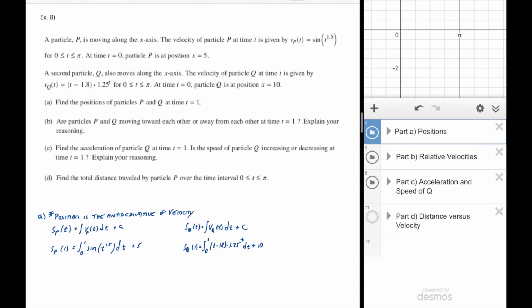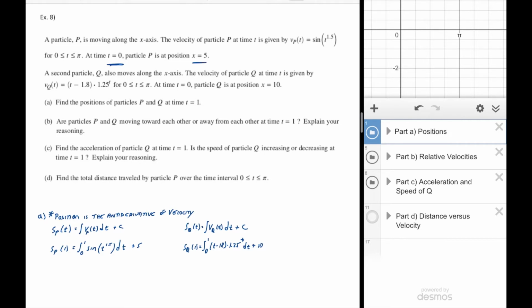All right, now in this next one, as we apply our idea of indefinite integrals and the net change theorem, we're looking at a particle, actually two particles that are moving along the x-axis. So I'm just going to read through. The velocity of particle p at time t is given by some velocity function, sine of t to the 1.5 for t from 0 to pi. We know that at time 0, our particle is at position x equals 5.